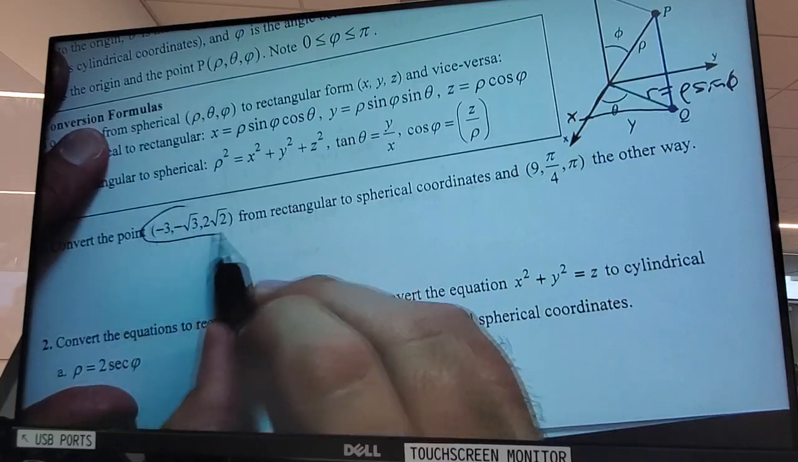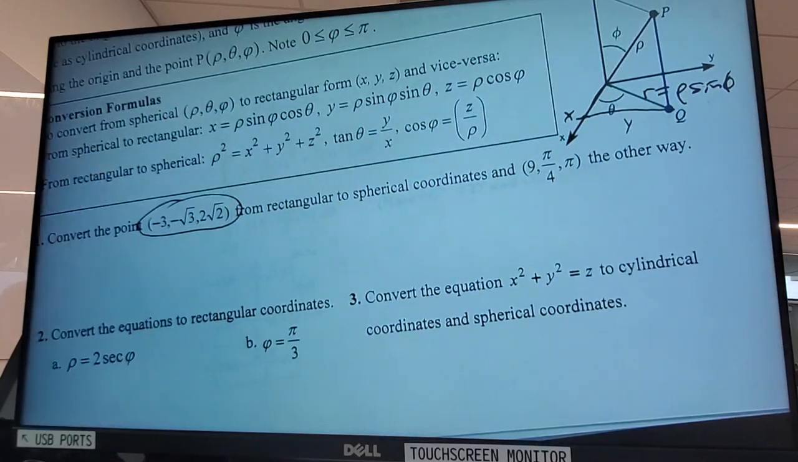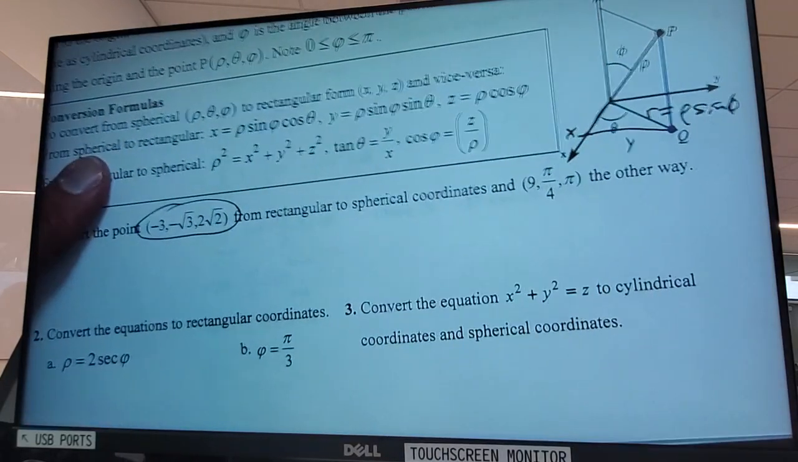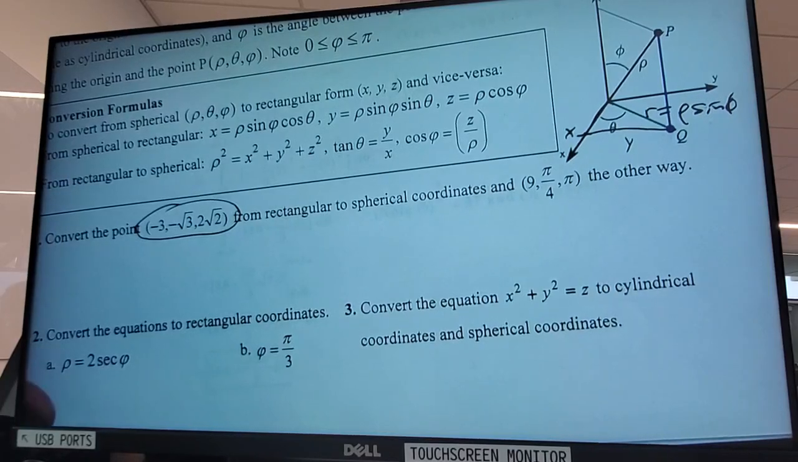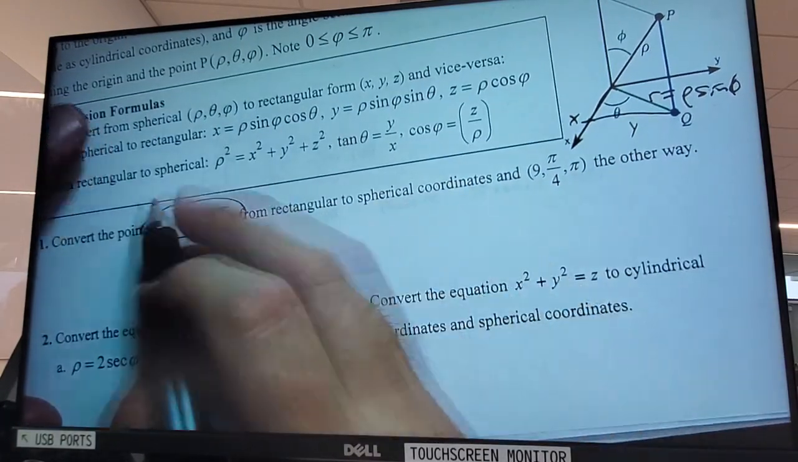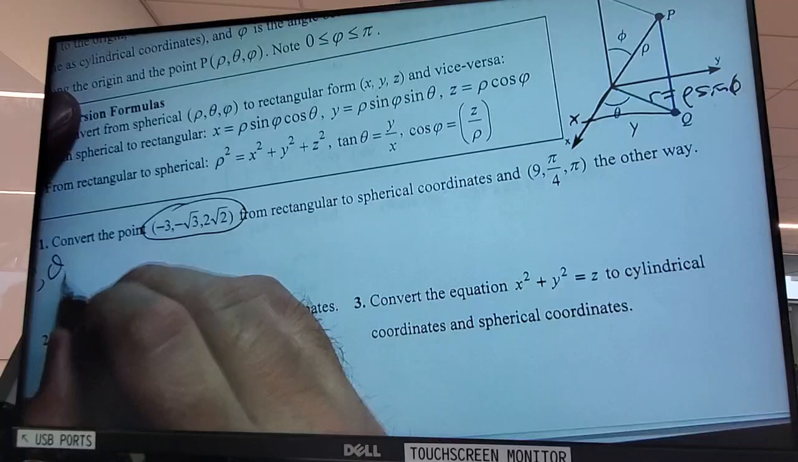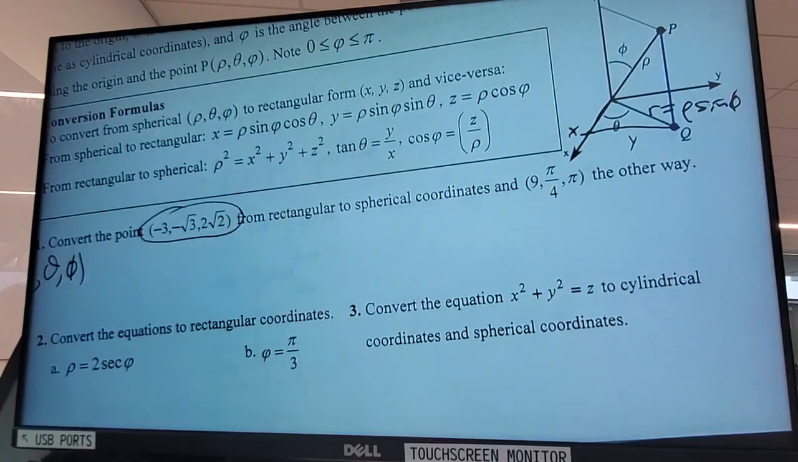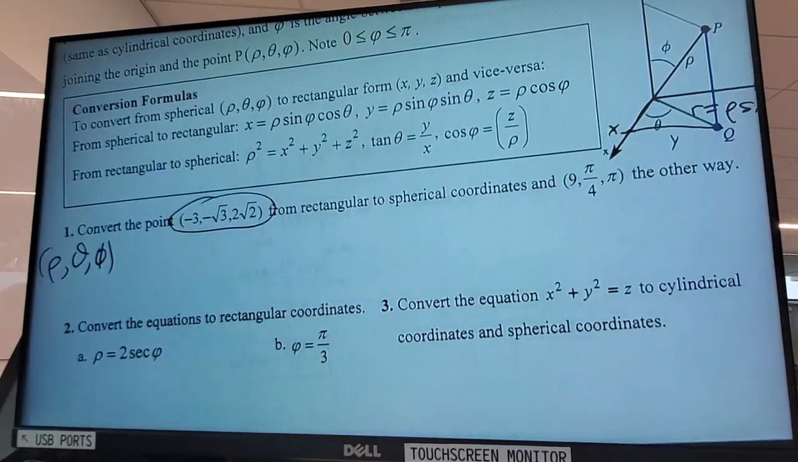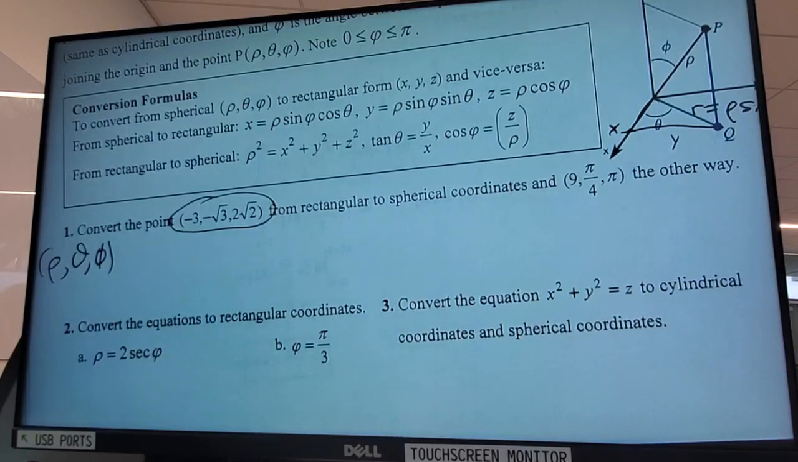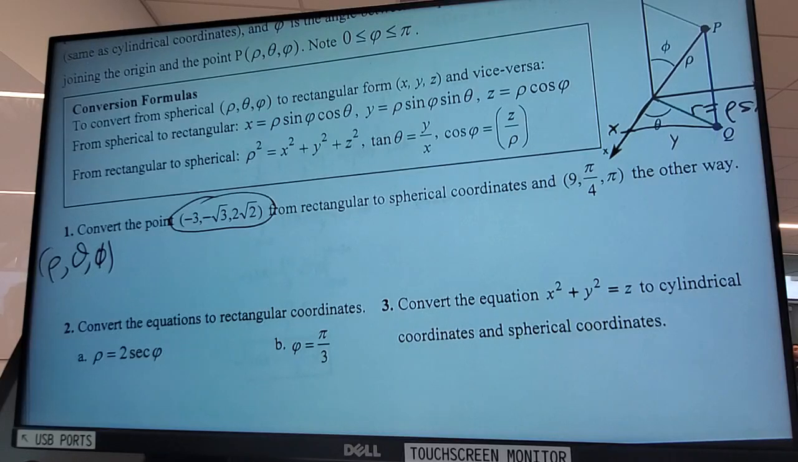So let's say I've got this, and I want to convert that to spherical. A really good thing to do is to remind yourself what you're trying to get. You're trying to get rho, theta, and phi. You've got to remember that's the order it's going to give it to you in. And again, I wish they would put the radius at the end of it.